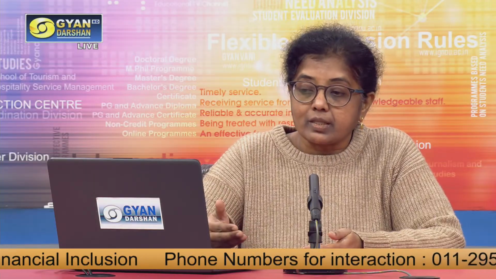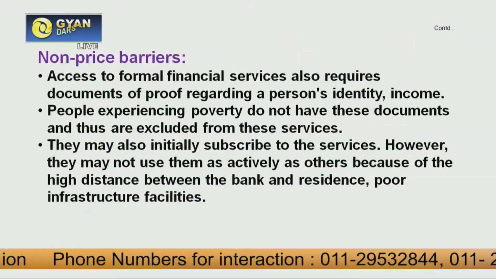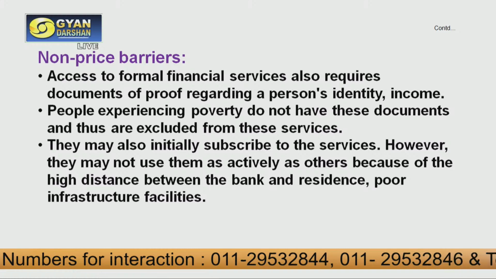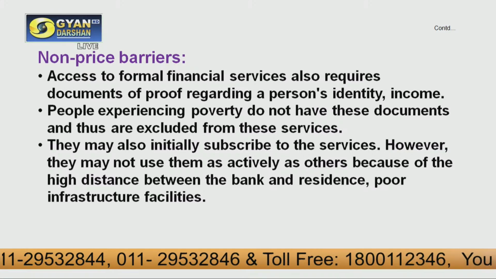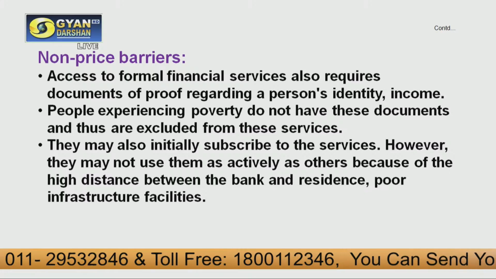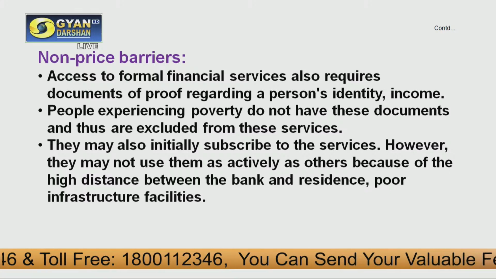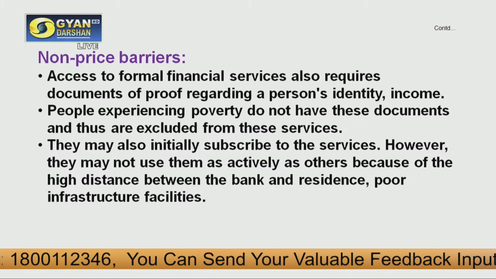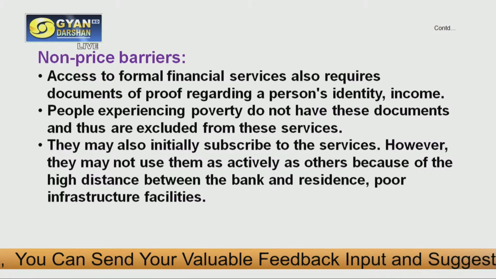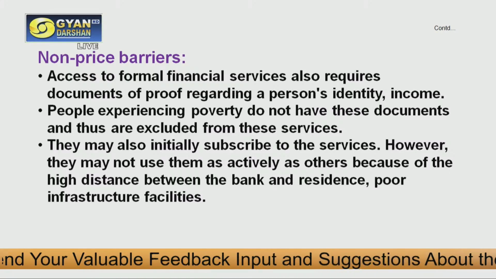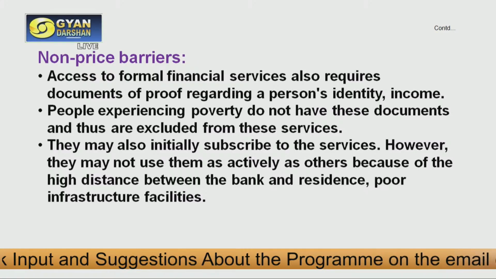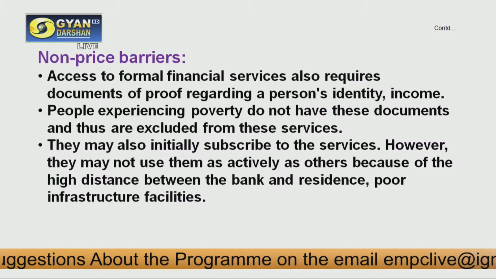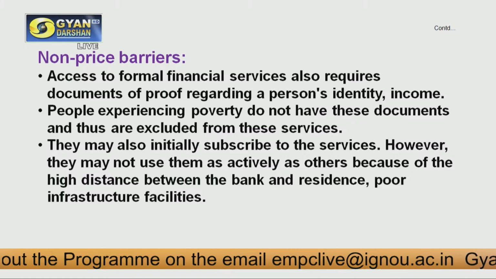Another significant point we need to know is non-price barriers. Access to formal financial services also requires documents of proof. Banks require various documents like a person's identity and income. Most of the time, individuals from a low income group may not have an income certificate. Thus, they are not able to access formal financial institutions. People experiencing poverty do not have this document, thus they are excluded from the services.